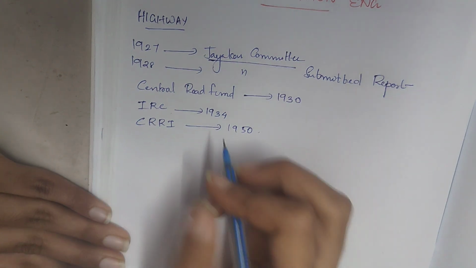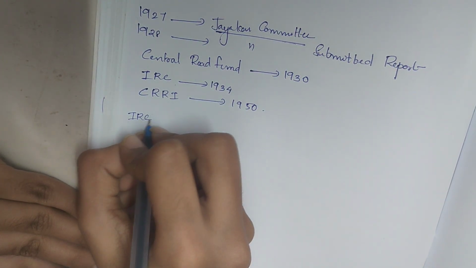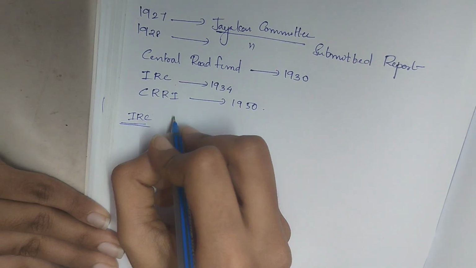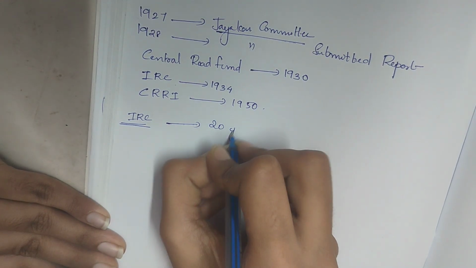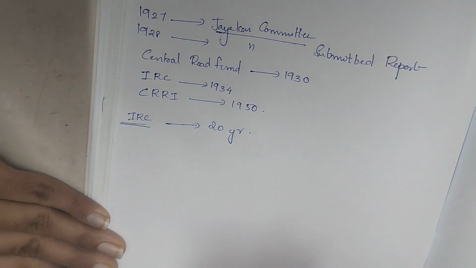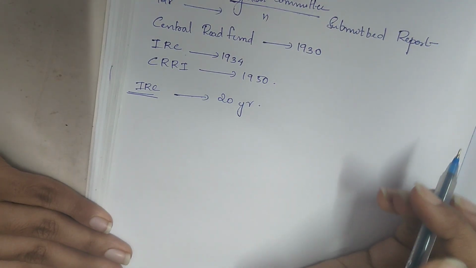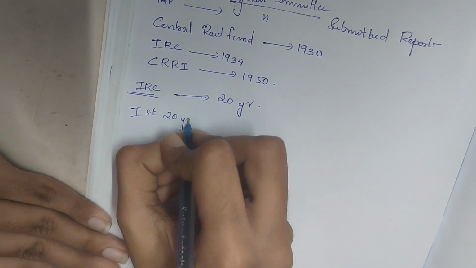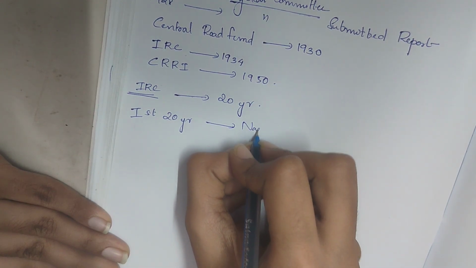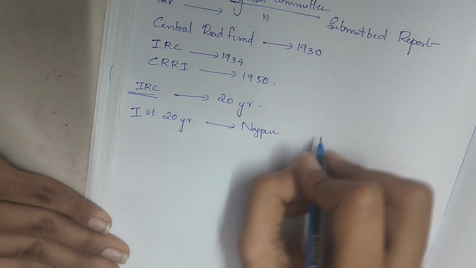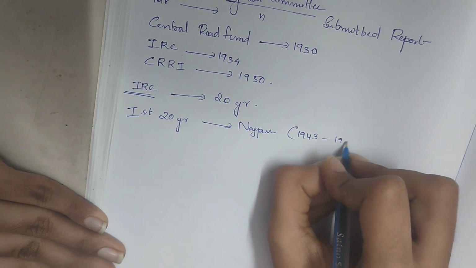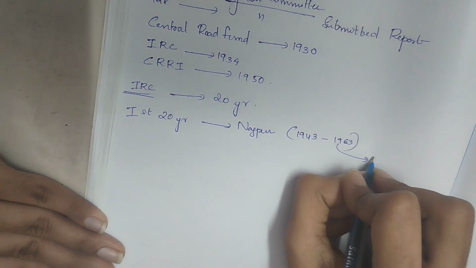And what were the roles of IRC? IRC was formed in 1934. It decided to develop a 20-year road development plan. The first 20-year road development plan was called Nagpur Road Plan. It was planned for the years 1943 to 1963, but it was completed in 1961.